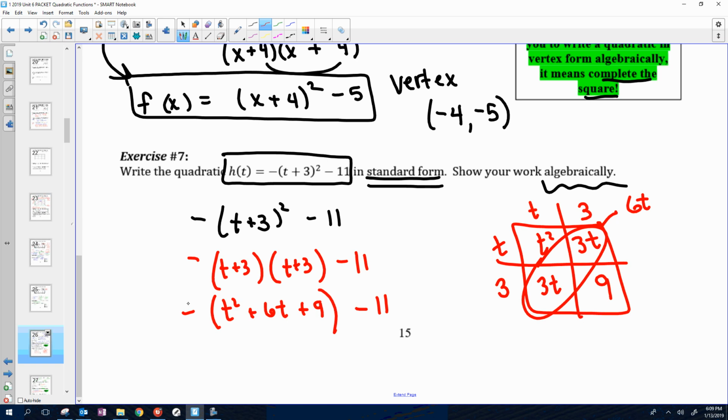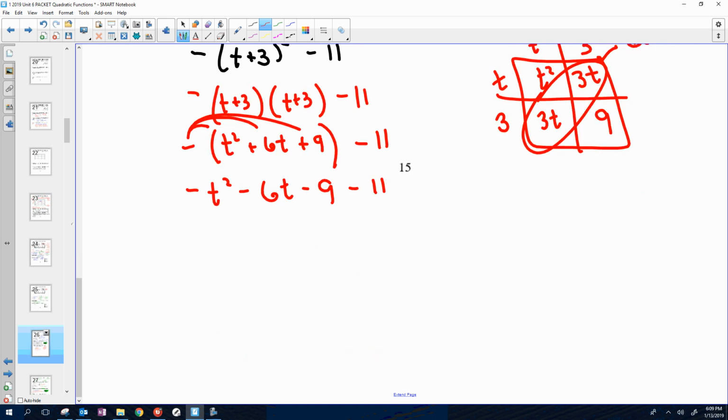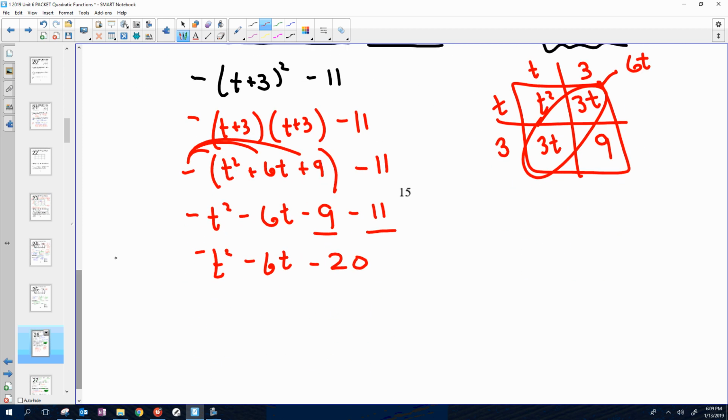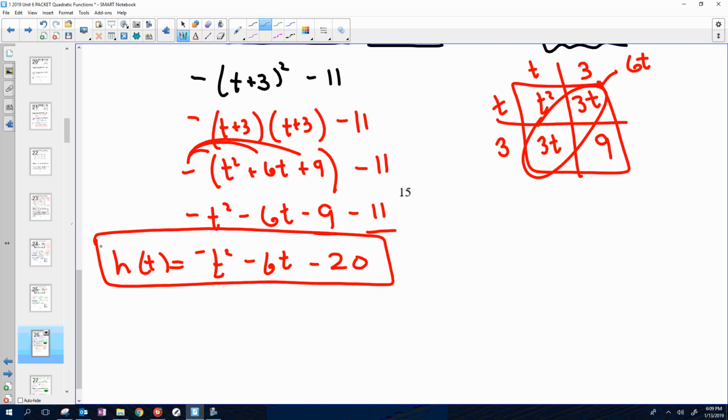It's not in standard form yet. I need to distribute my negative. Negative t squared minus 6t minus 9 changes all the signs, minus 11. And the last step is negative t squared minus 6t minus 20, because I got like terms to combine. And remember that that was h of t equals. And that's standard form, highest power, power of 1, no power.